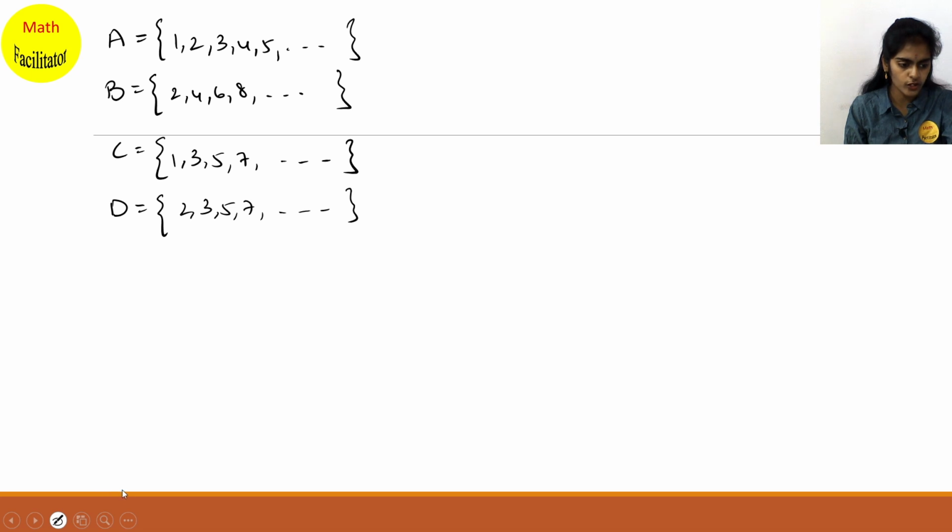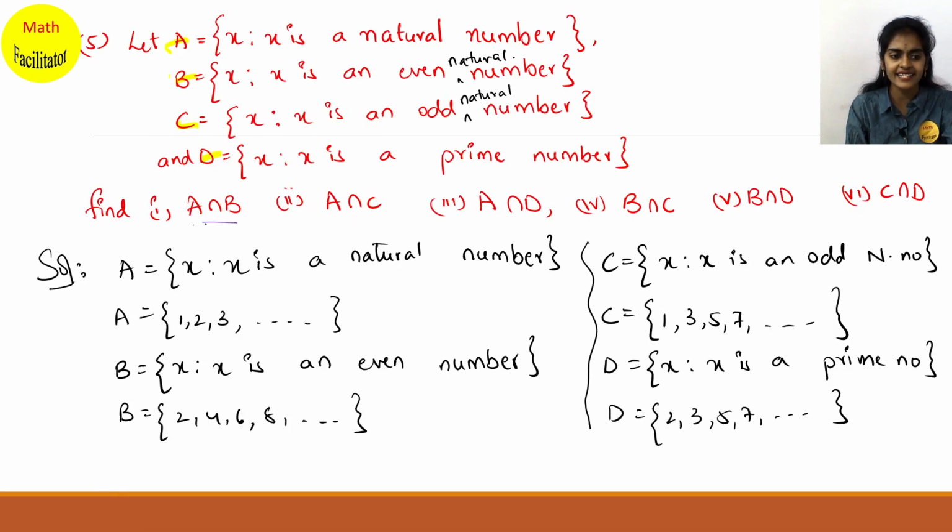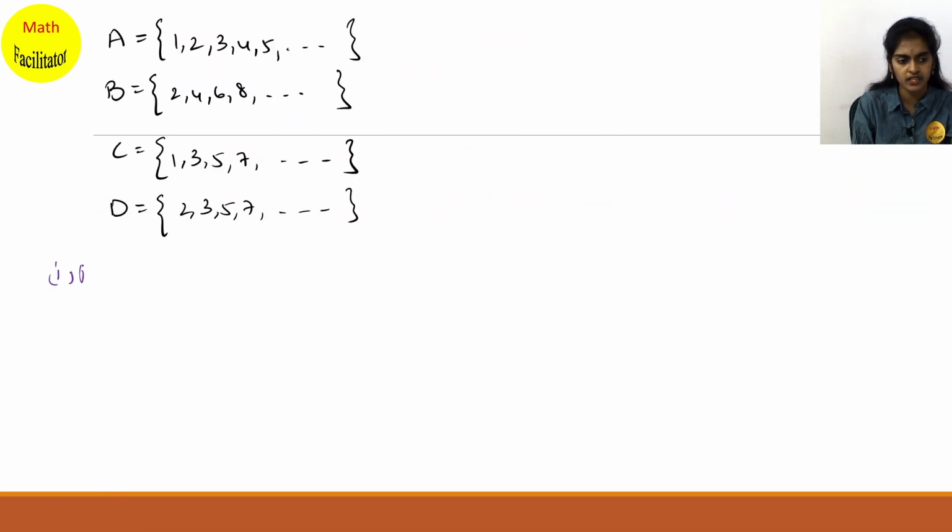So what should you find out? You have to find out A intersection B as the first one. First one, A intersection B. A is nothing but 1, 2, 3, 4, 5 and so on.